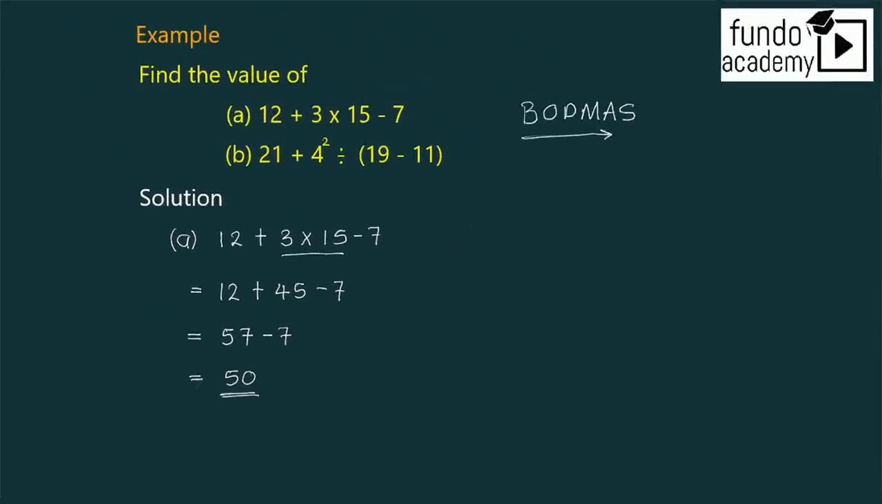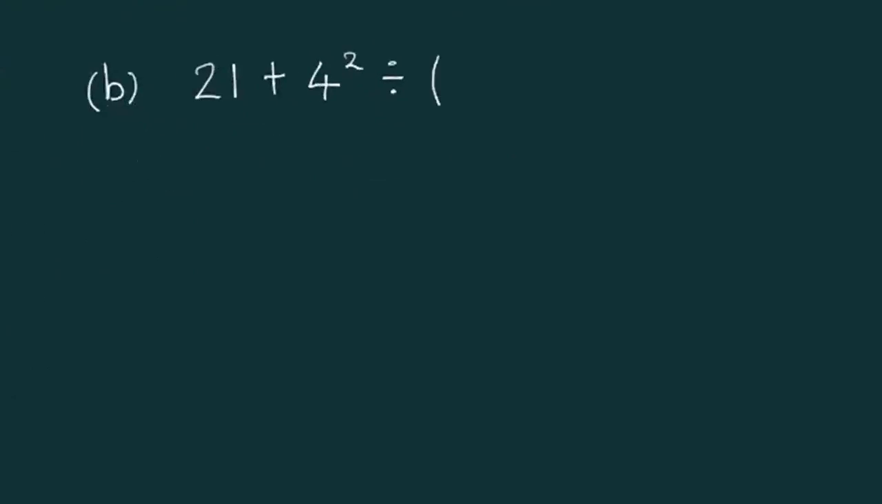Let's go on to the second example, where we have 21 plus 4 squared divided by, in brackets, 19 minus 11. Right, so what starts first is the bracket. So we first have to simplify the bracket right here. So we'll be getting 21 plus 4 squared, and it's divided by, then with the bracket we simplify 19 minus 11, that will give us 8. So we have dealt with the bracket.